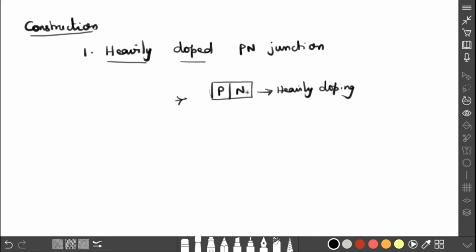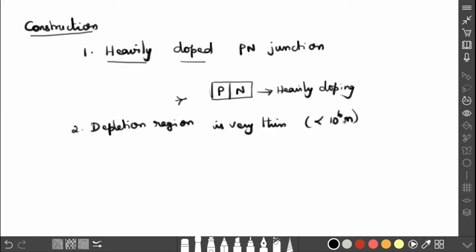And due to this, what will happen? That is what we have to understand. Due to this heavy doping, the depletion region, its width, becomes very thin. The depletion region is very thin in the Zener diode due to the heavy doping. It will be less than 10 to the power of 6 meter. Imagine how thin it will be.